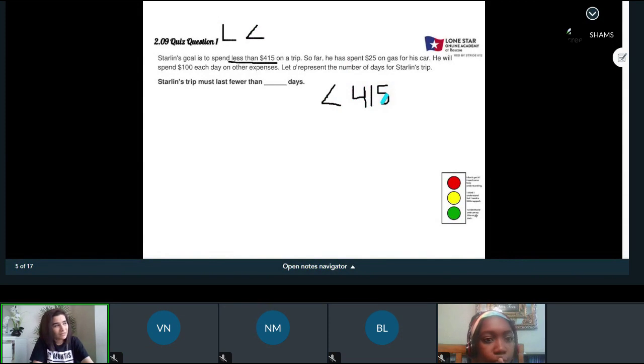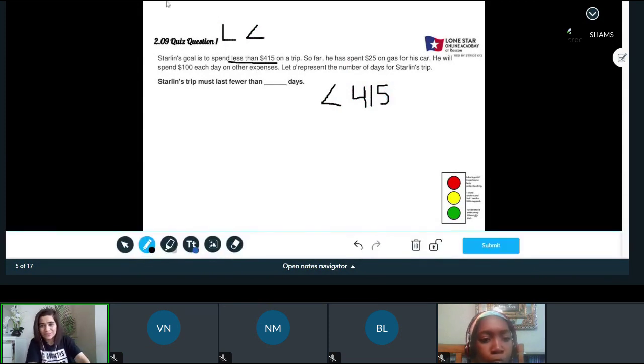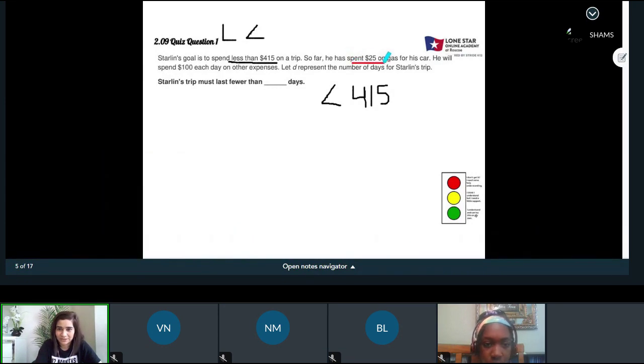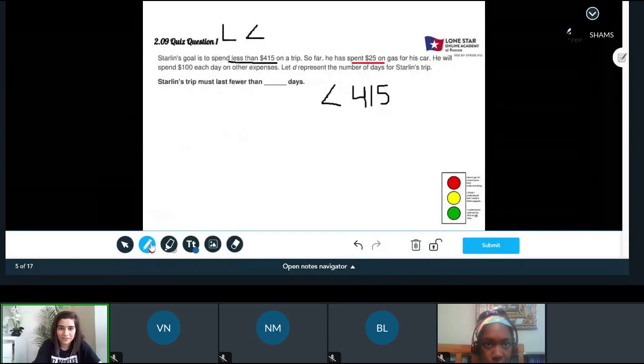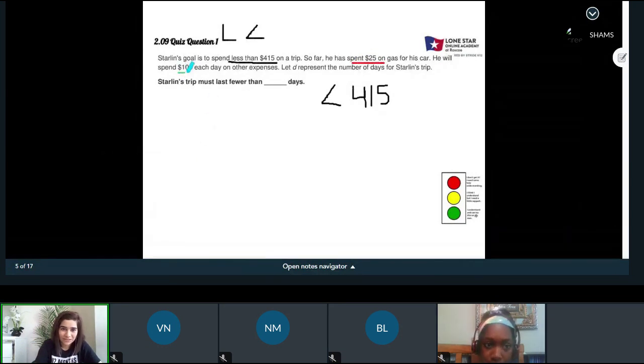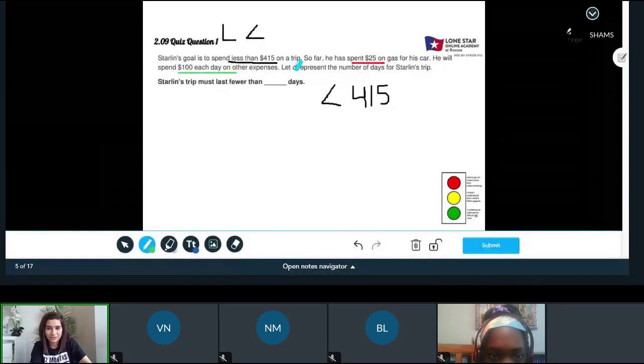It is important to be financially smart and to stay within budget. So this person is trying to stay within budget, will not spend more than 415, will spend only less than 415. So far, he spent $25 on gas for his car. He will spend $100 each day on other expenses. So let D represent the number of days for Stalin's trip.